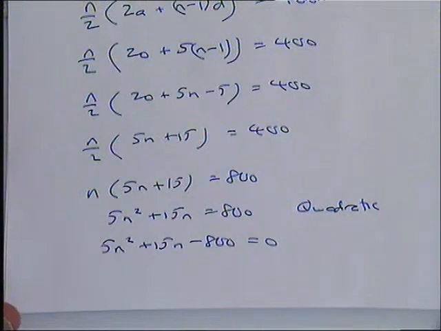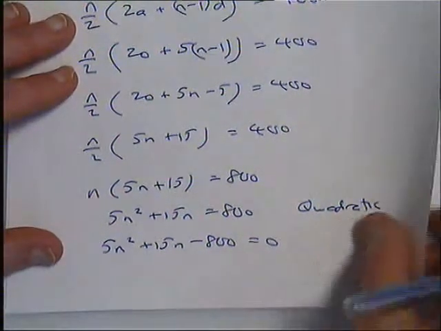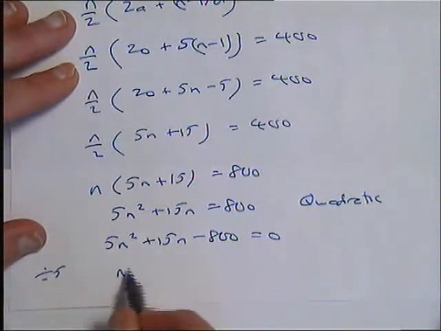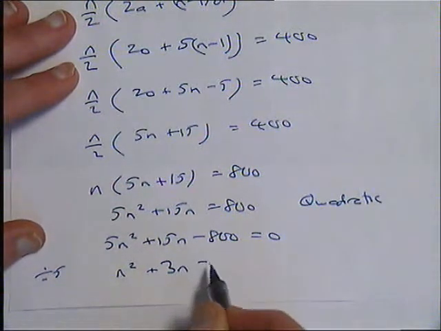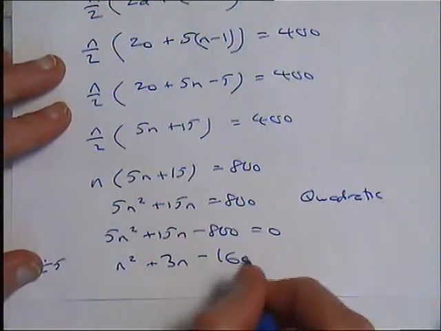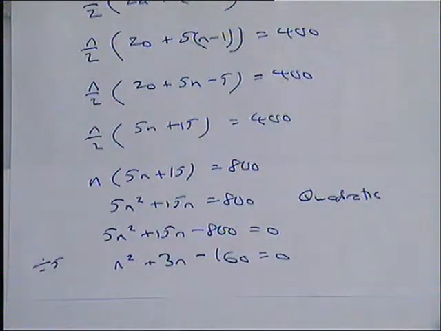Now before we even factorise, what else might it be a good idea to do here, because those numbers are quite big? Yep, divide everything by 5. How many 5s are there in 800? 160. Okay. Now, if you were trying to factorise this, you'd need two numbers that times together to make 160, and add or take to get 3. And if you can think of any of those, you're better than me. That's not going to happen.